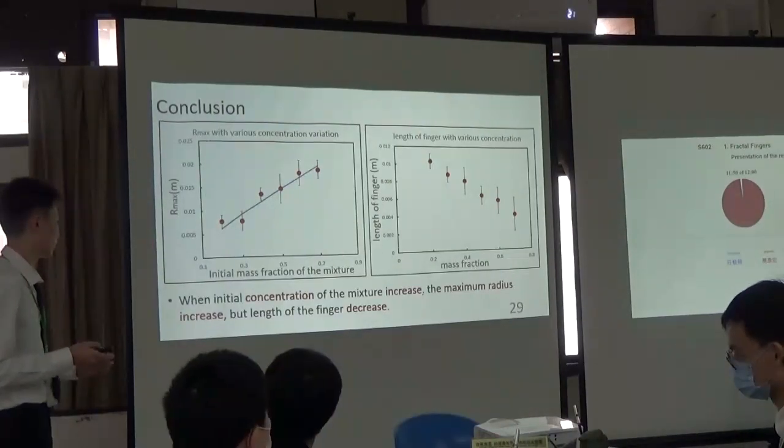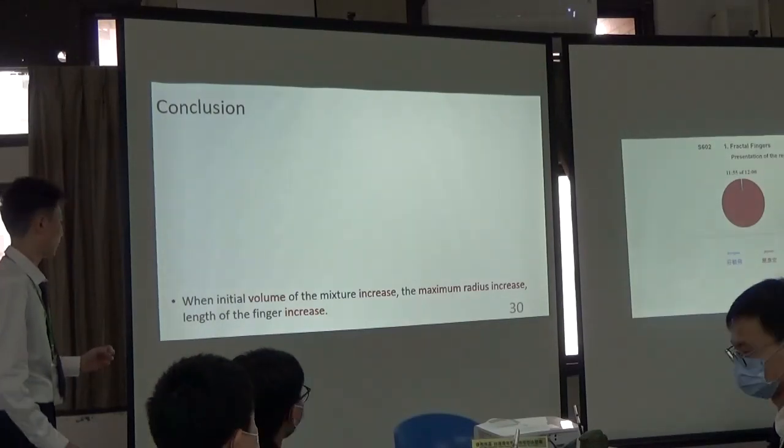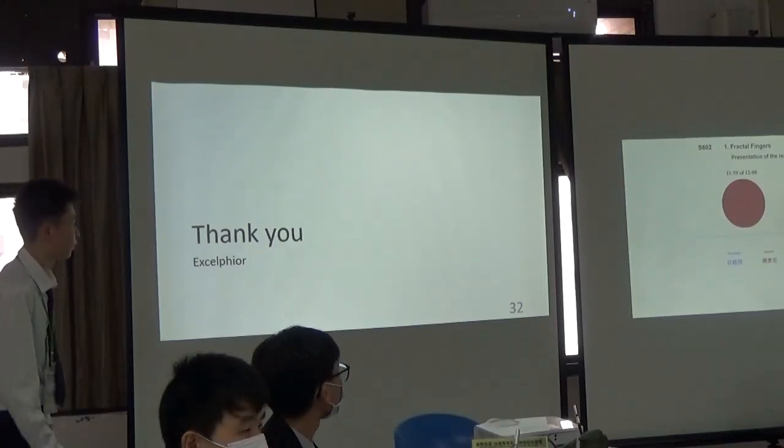And the initial concentration will have a positive correlation with the maximum radius. And the initial volume will have a positive correlation with the length of the finger. And this is the end of my report.